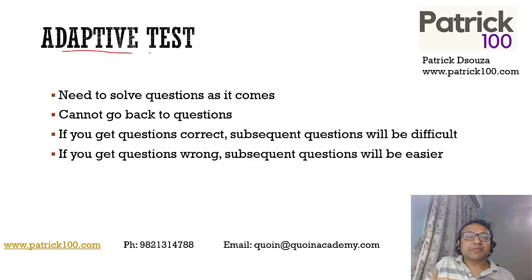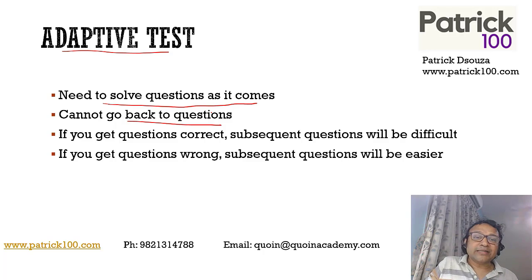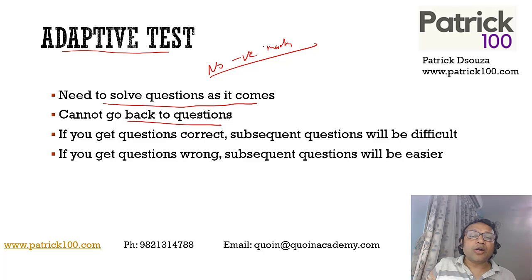So what does adaptive test mean? It means that basically you can solve the questions as it comes. That means you can't skip a question and come back to it later. You cannot go back to questions later. So when a question comes, you have to solve it. And since NMAT has no negative marking, it makes sense to mark all the answers that come along. As you get a question, mark it. Get a question, mark it. So mark the question as and when it comes. Remember, no negative marking, so mark all the answers and you cannot go back to questions.